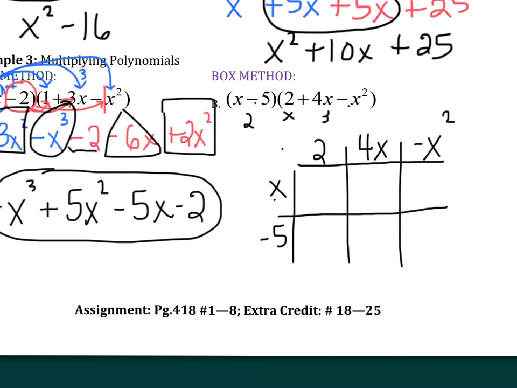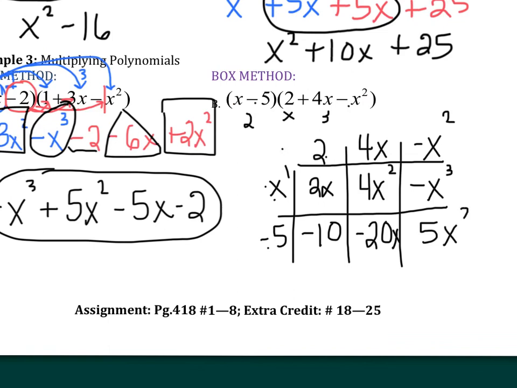So in the first box, x times 2 is 2x. In this next box, 4x times x is 4x squared. In the next box over, we'll have negative times a positive, that's negative, and x squared times x to the first is x to the third. On the bottom row, negative 5 times 2 is negative 10. Next we'll have negative 20x. And last, negative 5 times negative x squared, that will be positive 5x squared.